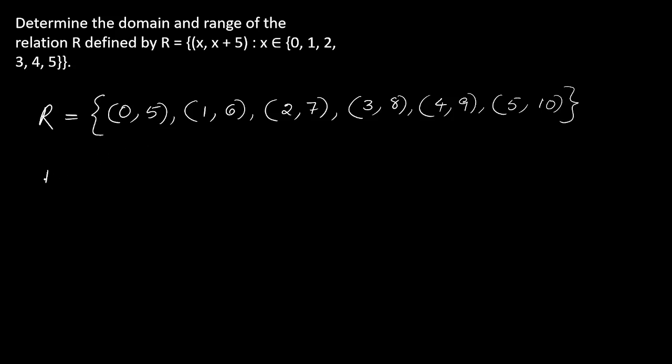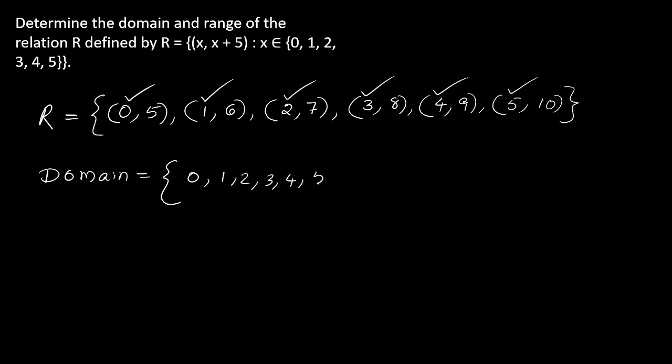So the R is written. We have to find the domain of the relation. What is domain? The domain is the first elements of the ordered pairs. Write it as a set: 0, 1, 2, 3, 4, 5. The set of the first elements of the ordered pairs will be the domain.